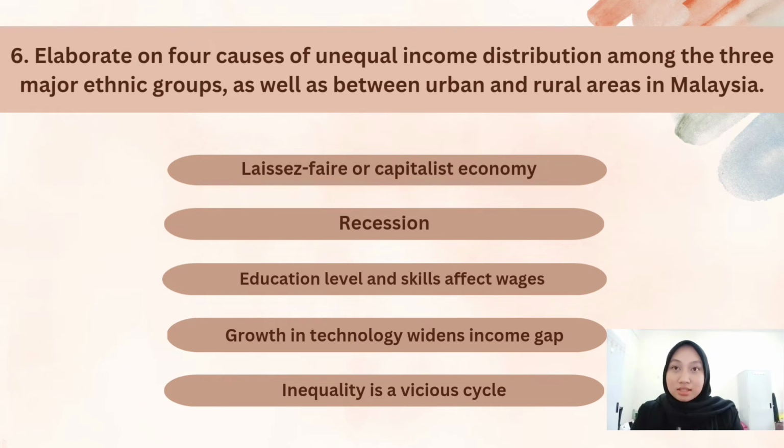Question number 6, elaborate on 4 causes of unequal income distribution among the 3 major ethnic groups as well as between urban and rural areas in Malaysia. Okay, great. There are 4 causes. Number 1 is laissez-faire or capitalist economy. Number 2 is recession. Number 3, education level and skills affect wage. Number 4 is growth in technology widens income gap. Number 5 is inequality is a vicious cycle.